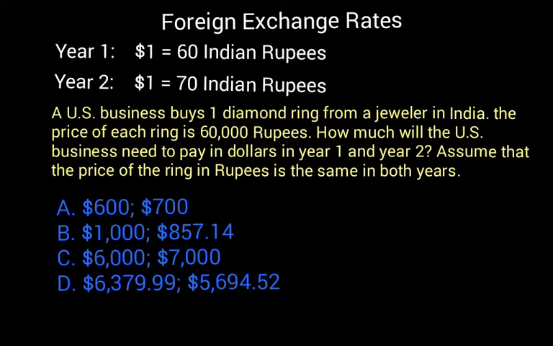So how do fluctuating exchange rates affect the prices of imports and exports? Let's take a look at this example. It says here that the United States business buys one diamond ring from a jeweler in India, and the ring is 60,000 rupees. How much will the United States business need to pay in year one, and then calculate it also for year two? The price of the ring in rupees, 60,000 rupees, is the same in both year one and year two. So let's figure out how to do this one.